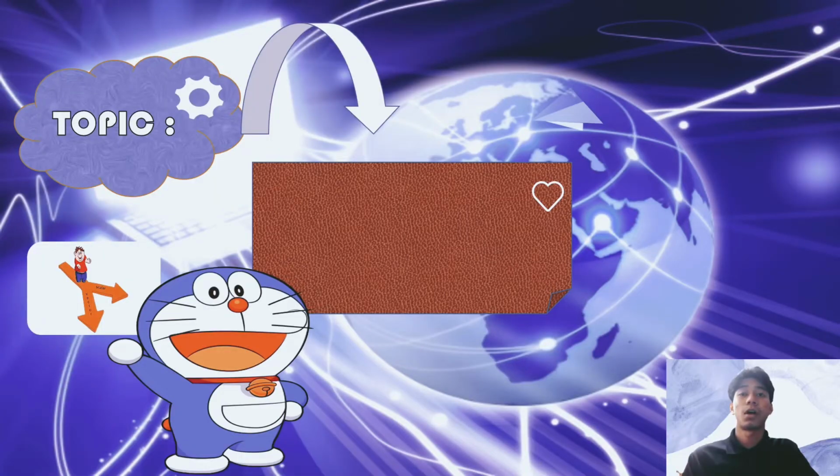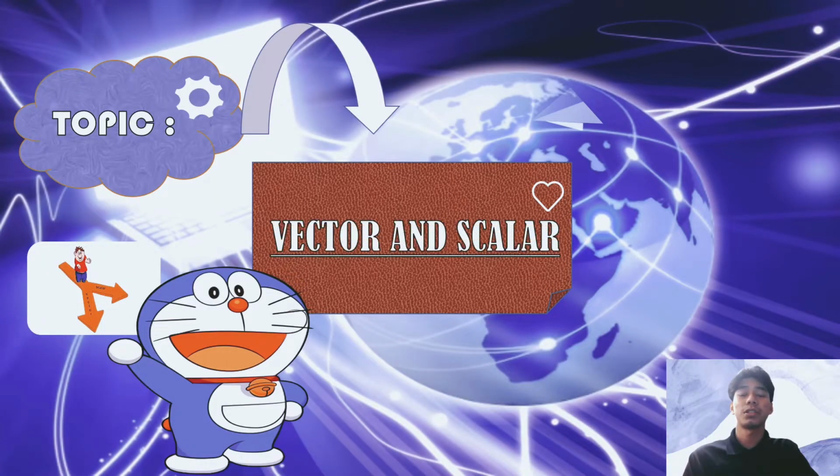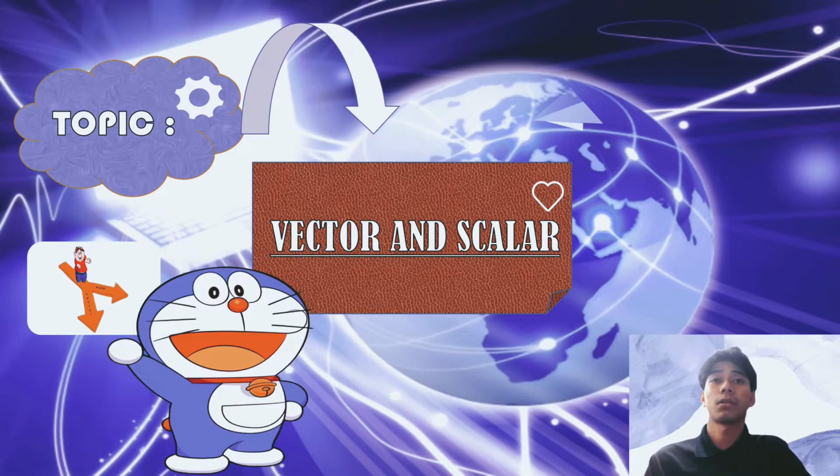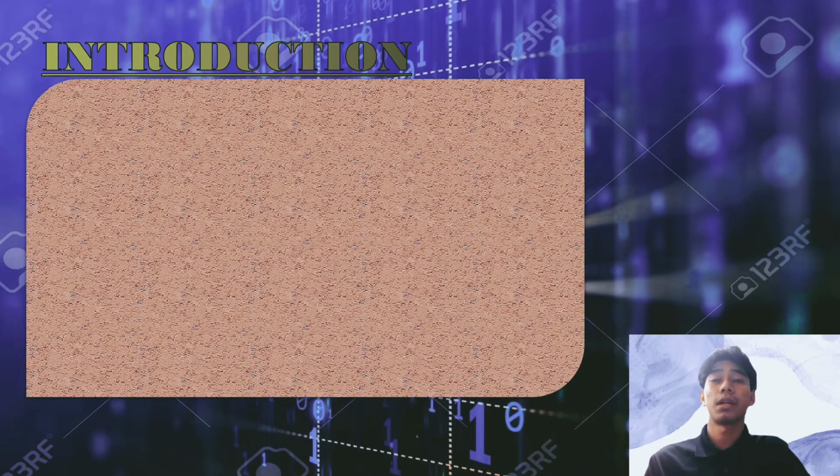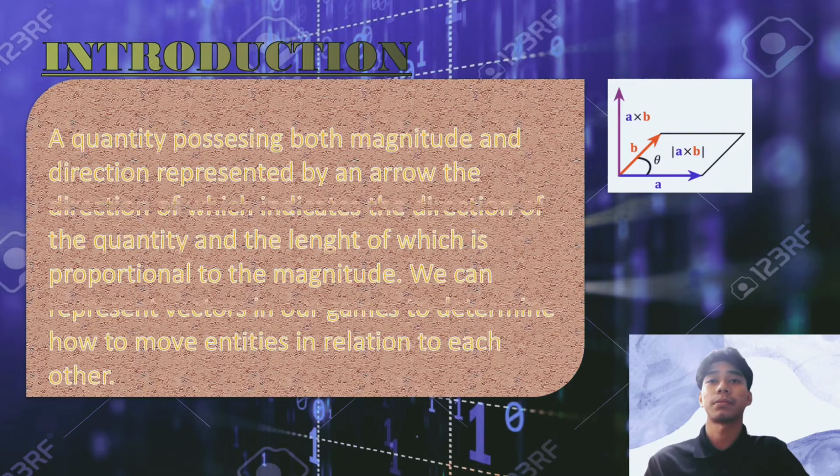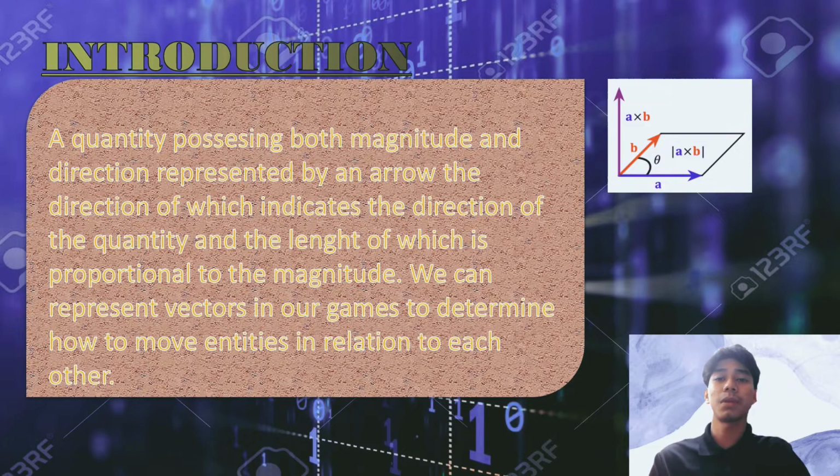Our topic for presentation 2 is vector and scalar. Next is introduction. A vector is a quantity possessing both magnitude and direction, represented by an arrow, the direction of which indicates the direction of the quantity and the length of which is proportional to the magnitude. We can represent vectors in our games to determine how to move entities in relation to each other.